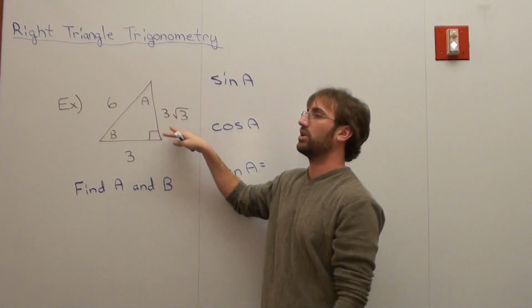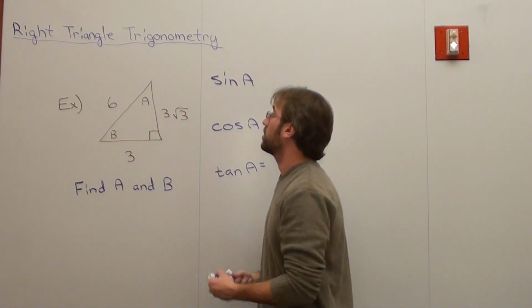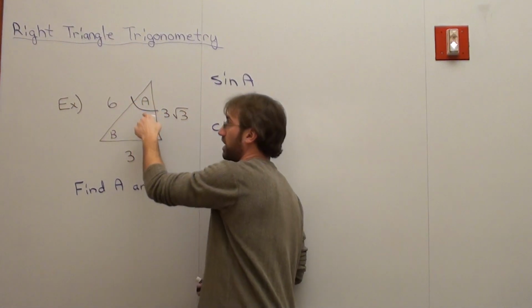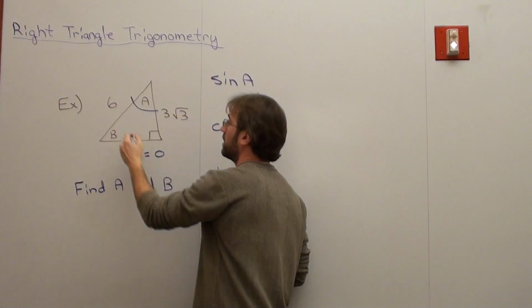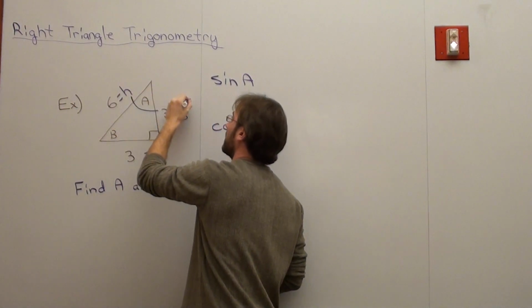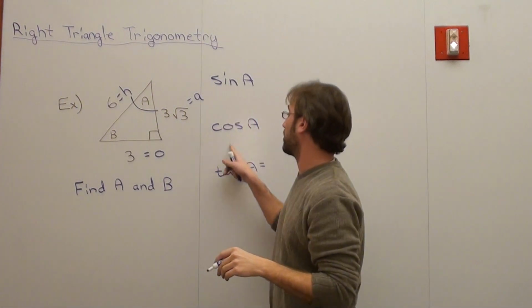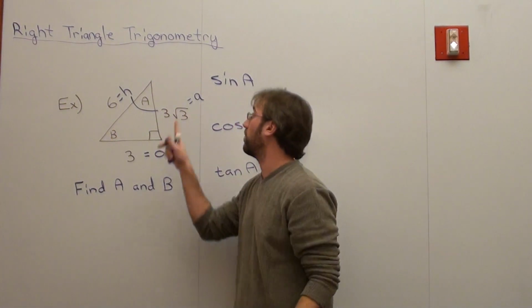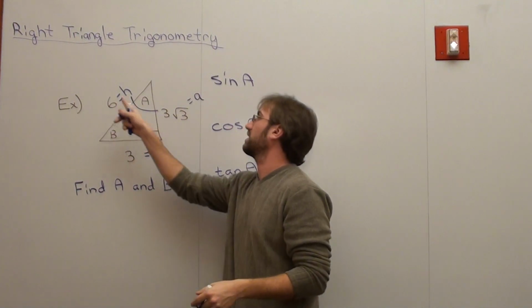And people say, this one. I don't want to use this one. I hate this one. Okay. Don't have to use it then. So what we're going to do is try to figure out A, which means this is our opposite, this is our hypotenuse, and this is our adjacent. Now, we want to figure out the sine, cosine, or tangent of A, but we don't want to use the adjacent side. So, what uses opposite and hypotenuse?